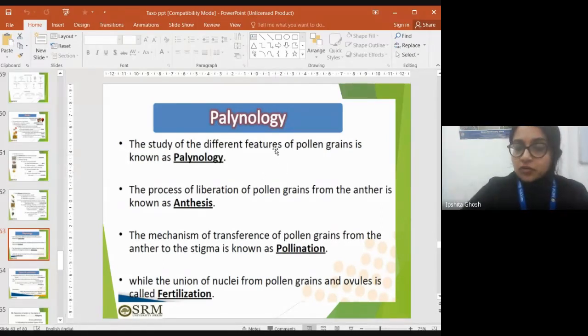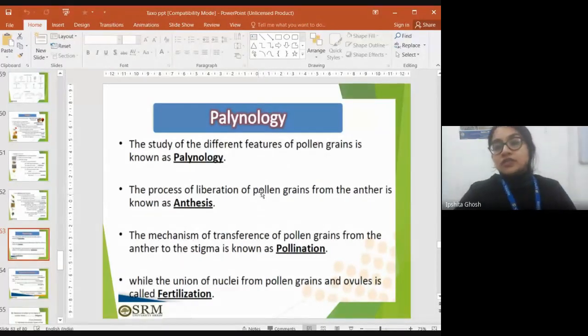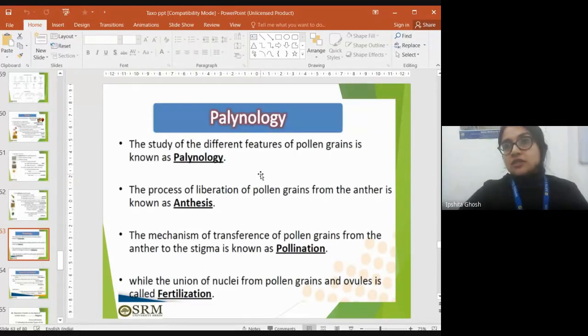And you can also take up palynology as a specialization in your masters, if you really find it interesting. Okay. So another very interesting application of palynology, you would see that it's also applied in case of forensic science.